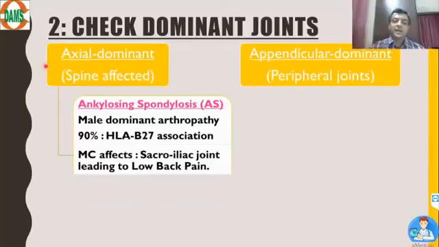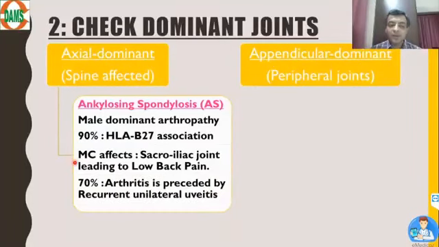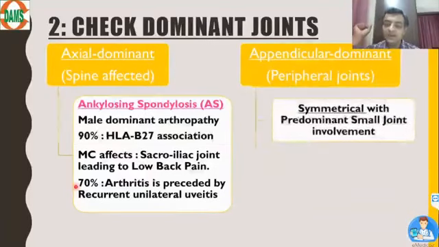Just understand. Ankylosing spondylitis: male dominant arthropathy, 90% HLA-B27, presents with low back pain, but in 70% of cases the arthritis is preceded by recurrent unilateral uveitis. That's what we have written yesterday. This much is enough to know for ankylosing spondylitis. But we have to continue to the other side.